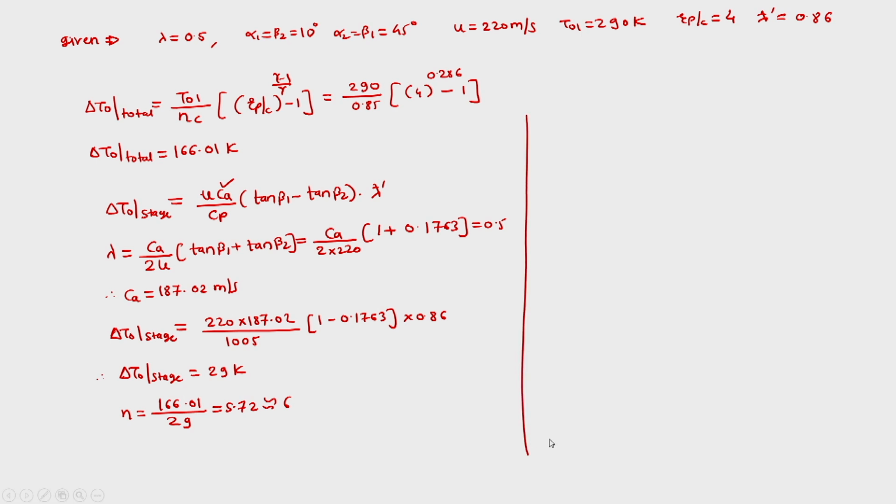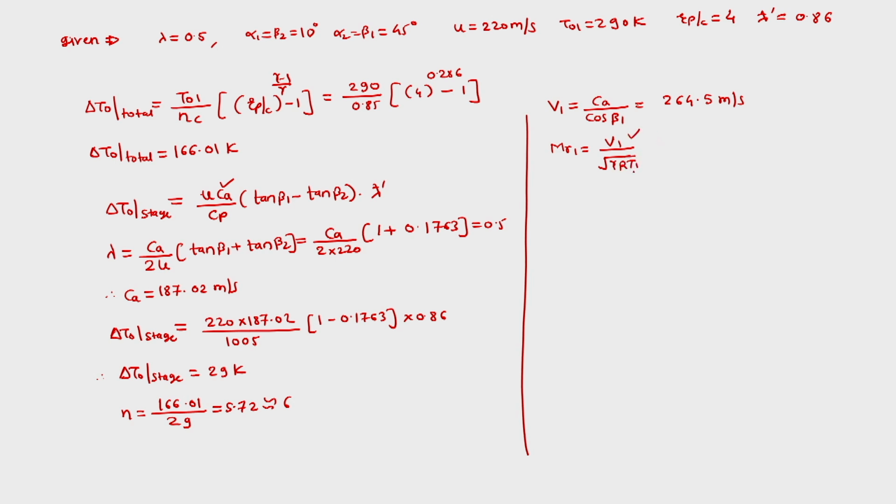Then we are supposed to find the relative Mach number, and the relative Mach number can be found using the relative velocity, but for that we have to first find the relative velocity from the velocity triangle. V1 is equal to Ca upon cos of beta 1, which is equal to 264.5 meters per second. Then the formula for relative Mach number 1 is V1 upon the square root of gamma R T1.